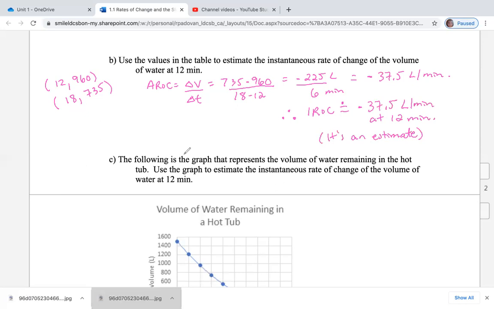Okay, the following is the graph. So it's all the same question, right? The following is a graph that represents the volume of water in the hot tub, but now it's in graphical form. Use the graph to also estimate the instantaneous rate of change of the volume at 12 minutes. So same question, 12 minutes. We have negative 37.5 algebraically, solving by average rate of change. How would we solve by looking at it from the graph?